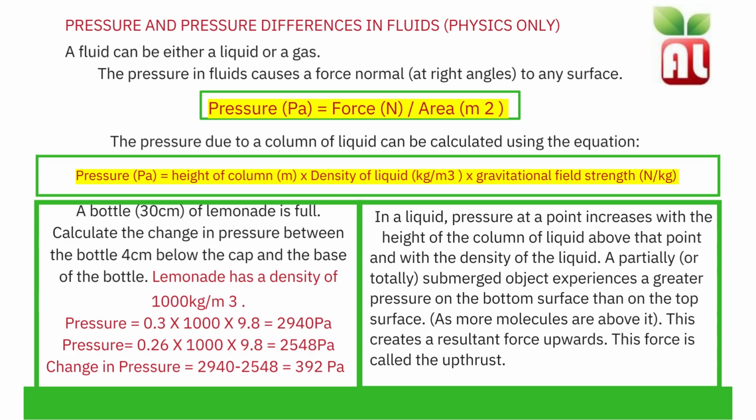A partially or totally submerged object experiences a greater pressure on the bottom surface than on the top surface, as more molecules are above it. This creates a resultant force upwards, and this force is called upthrust. An example being a scuba diver. The deeper the scuba diver goes, the greater the pressure, as more molecules are above the scuba diver.